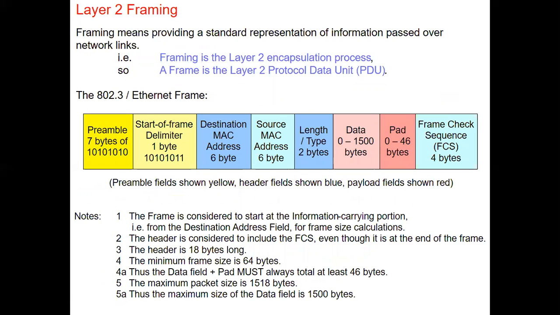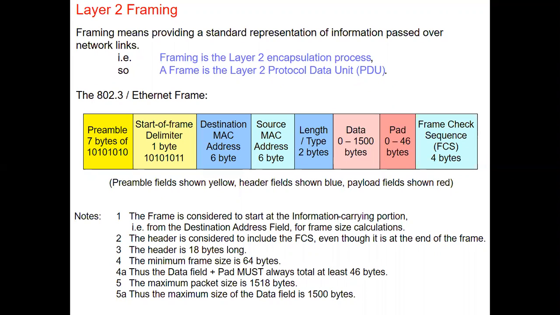So this is layer 2 framing. Framing means providing a standard representation of information passed over a network link. That is, framing is the layer 2 encapsulation process. A frame is the layer 2 protocol data unit, PDU. We have the 802.3 Ethernet frame. So these are the features of a frame.